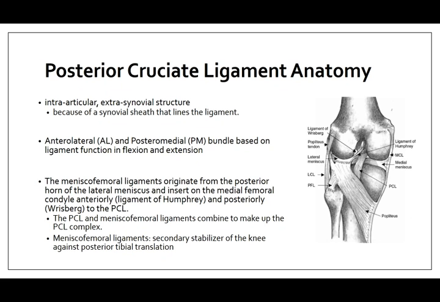The meniscofemoral ligaments originate from the posterior horn of the lateral meniscus, and they insert onto the medial femoral condyle. Anteriorly this is called the ligament of Humphrey, and posteriorly the ligament of Wrisberg, to the PCL. This is why the meniscus and PCL have a huge connection here. They're all connected. The PCL and the meniscofemoral ligaments combine to make up the PCL complex. And those meniscofemoral ligaments, those are secondary stabilizers of the knee against posterior tibial translation. So we need those and we like those.